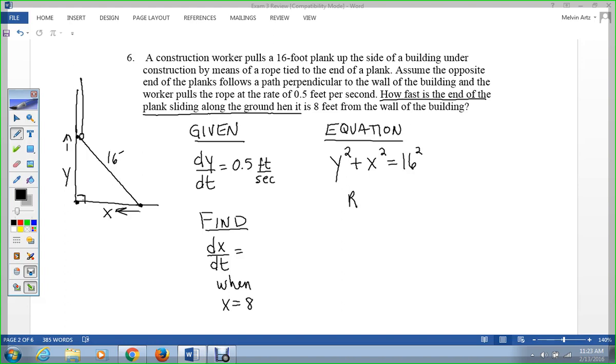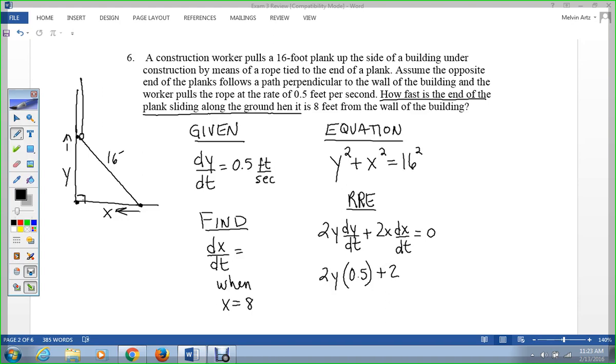Now we're going to find our related rate equation, which would be 2y dy/dt plus 2x dx/dt, and the derivative of 16 squared is 0. So what information can we plug in at this point? dy/dt is given information. We're trying to find dx/dt. dy/dt is given as feet per second.